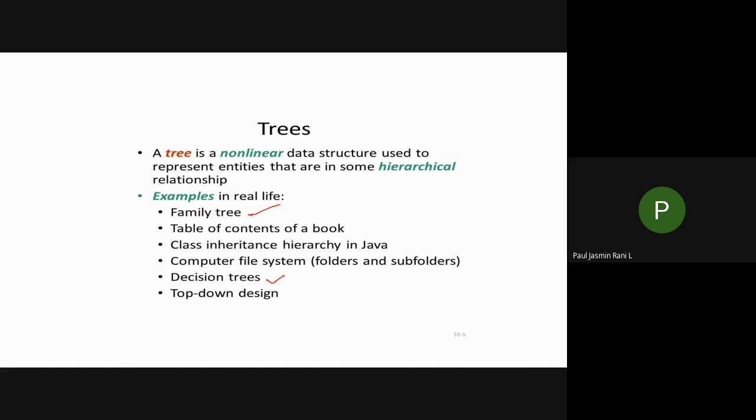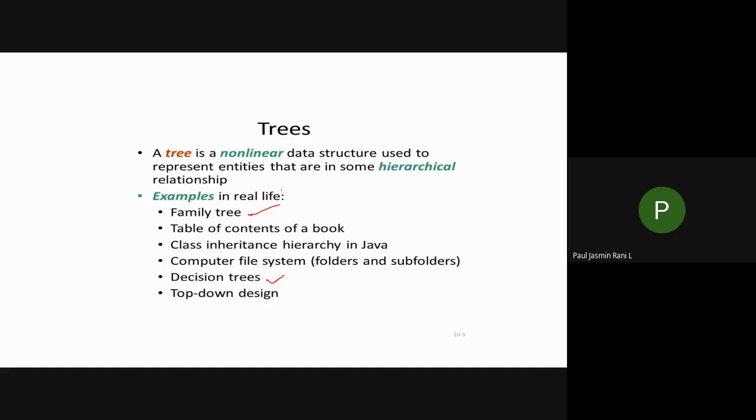And the last one is the top down approach. In our compiler subject, you'll be studying this top down approach, and we'll see that later. So this is the overview of the tree data structure.